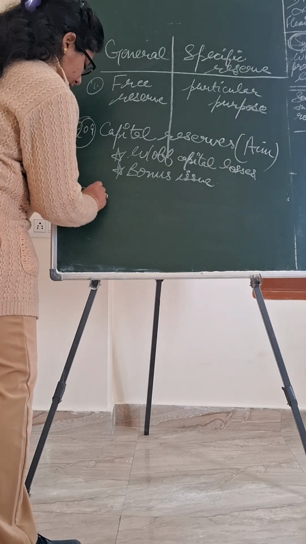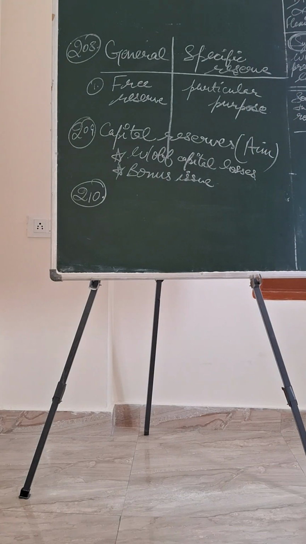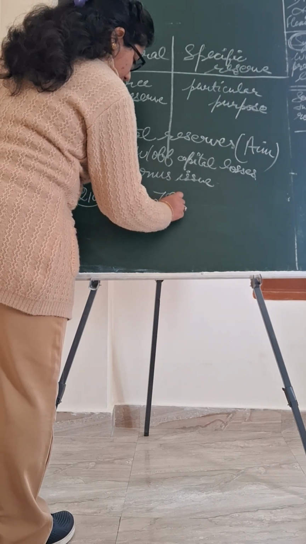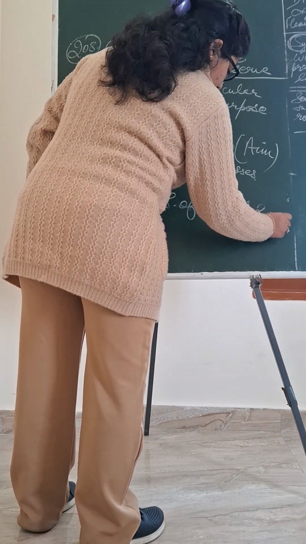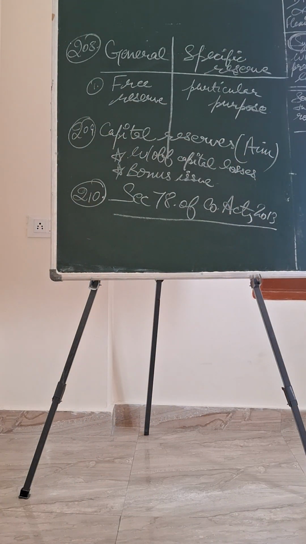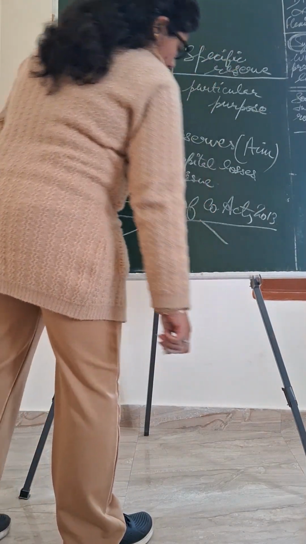This is the last question. This is very much important. Question number 210, that is section 78 of the Companies Act 2013. So what does section 78 of the Companies Act 2013 say? It says that the issue of shares at premium could be there. It could be used for three main purposes. First is bonus shares, then next is preliminary expenses, then next is redemption of debentures.